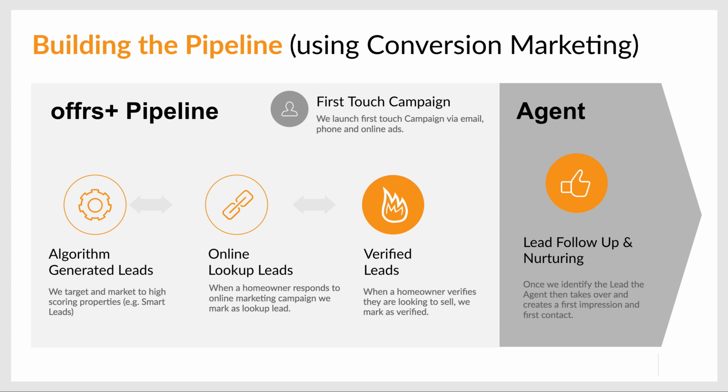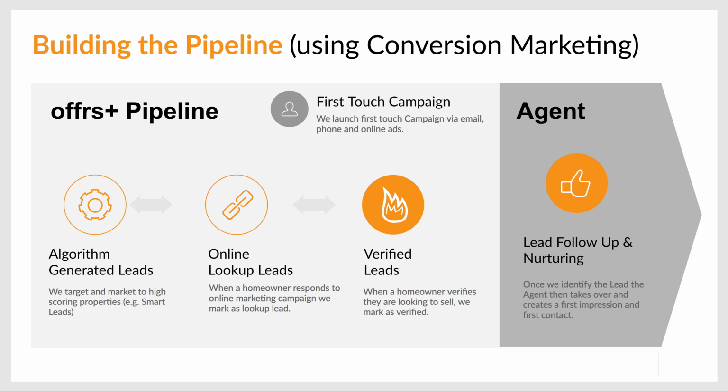So all 3 of these leads can be marketed to. They're all different phases of a lead, and they require a little bit more work the further you go up the funnel. So, for example, an algorithm-generated lead needs a little bit more work than an online lookup lead. And of course, a verified lead we know has already told us they're thinking about listing, so we want to make sure that we really pay attention to those. And so when the responsibility transitions over, it's really to the agent that needs to do the follow-up and nurturing. That's when you introduce your brand and start building that relationship.